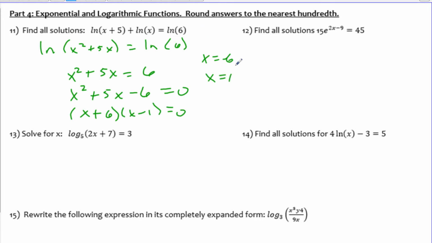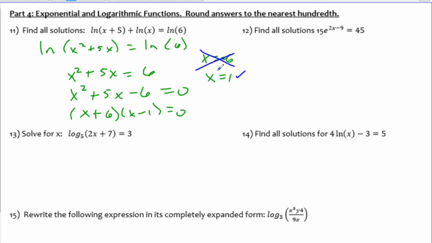Okay? But here's where we've got to be careful. Extraneous solutions could also show up in log functions, and so we need to go back and see if a negative 6 or a 1 would make any of these log expressions negative. And in this case, if you notice, 1 is fine. Right? If I plug in this 1, I get a 6 here and I get a 1 there. That's good. No negative logs. But when I plug in the negative 6 in both of these, they end up being negative 1 and negative 6. That's bad.